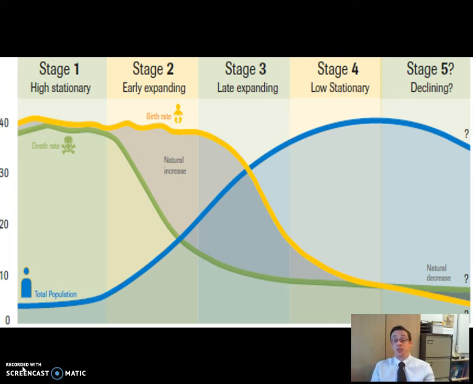So this sees our birth rate decline and it starts to drop off pretty dramatically. This means we've still got this natural increase because our birth rate is still in excess of our death rate, but the overall rate that population growth is going to start to taper off.